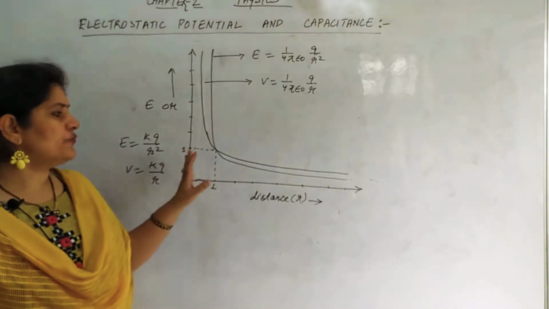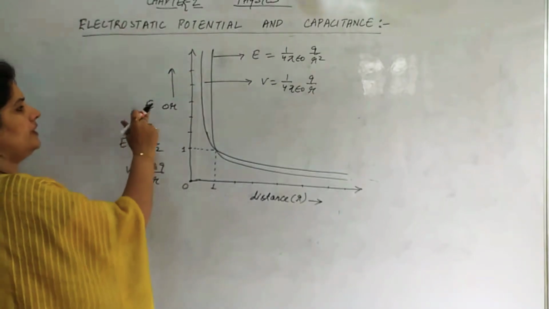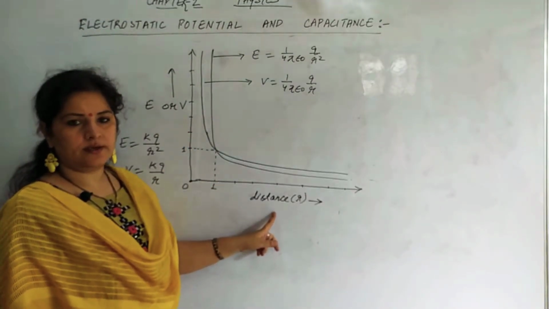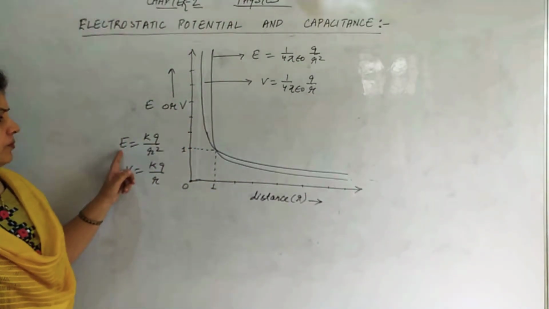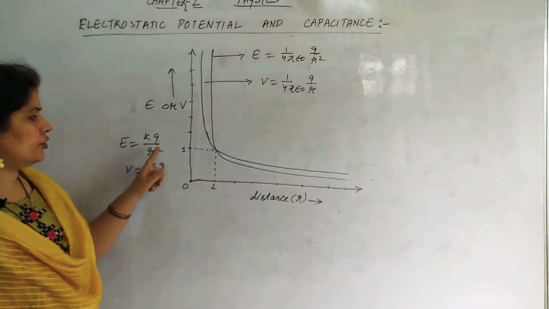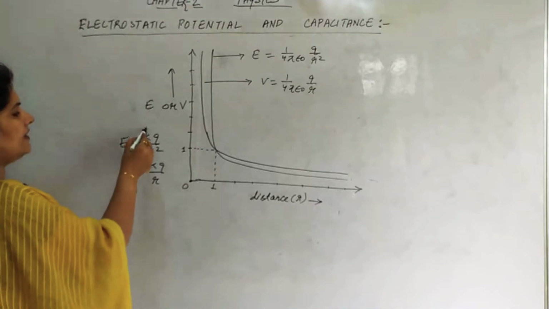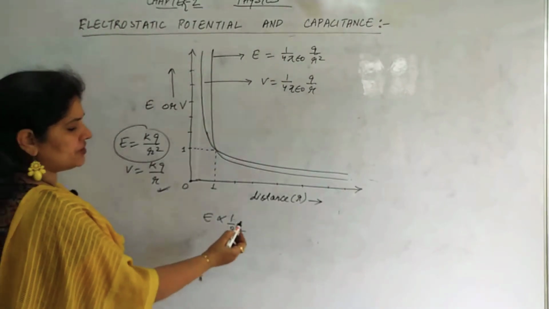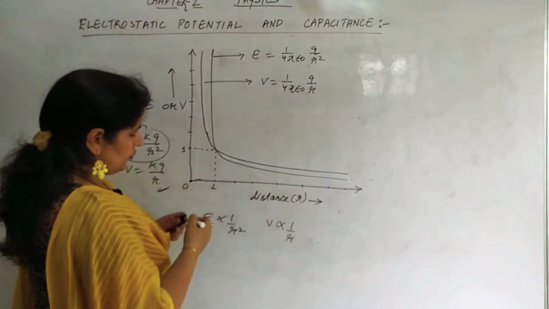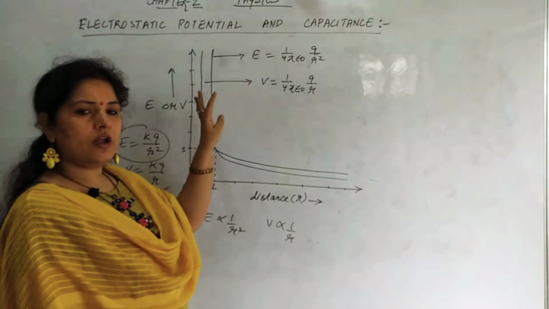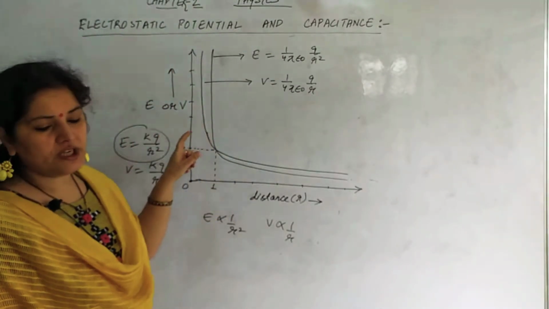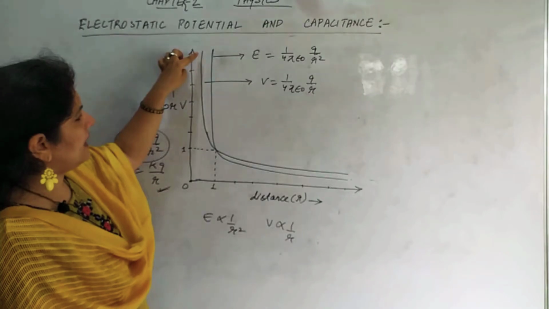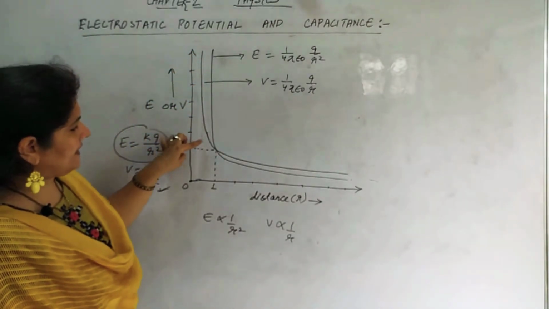So this is the graph for E or V, electric field or potential versus distance, right? So we know their formula. The formula of electric field is 1 upon 4 pi epsilon naught q by r square, and similarly potential is proportional to 1 by r. So when we plot a graph between E or V versus distance, we find that both the graphs are spherically symmetric, right? If we talk about electric potential first, it will vary like this.